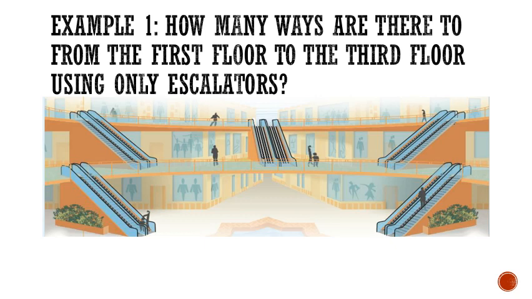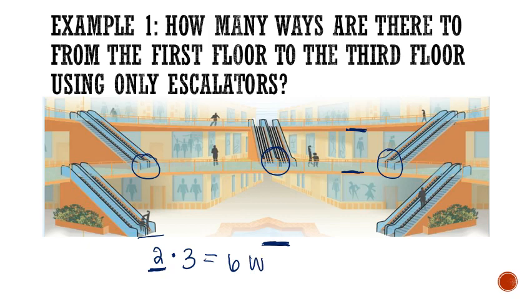All right, so let's do example number 1. How many ways are there to go from the first floor to the third using only escalators? Let's assume that you're not going to go back down the escalator. Here is the bottom. To go from the first floor to the second floor, you have 2 options. Then to go from the second floor to the third floor, you have 3 options: 1, 2, 3. So you multiply 2 times 3, and you get that there are 6 ways.